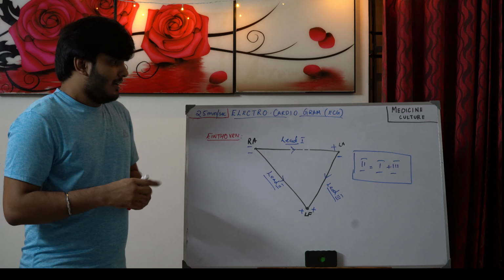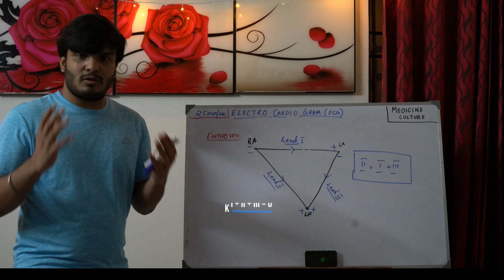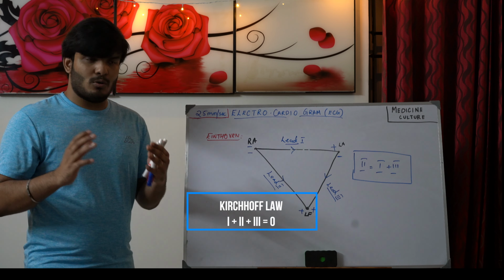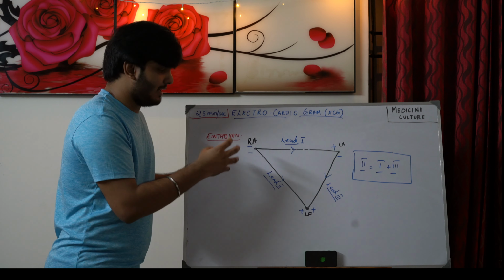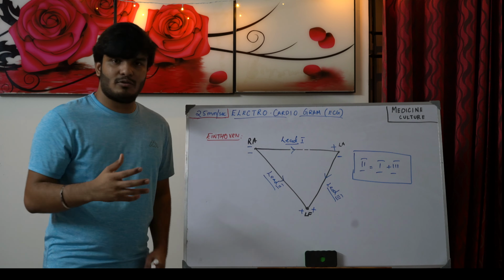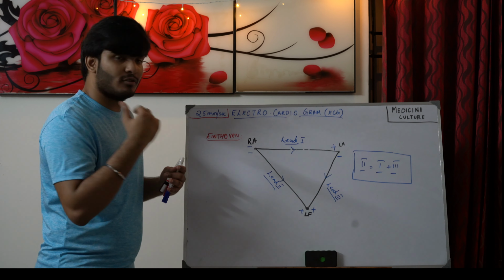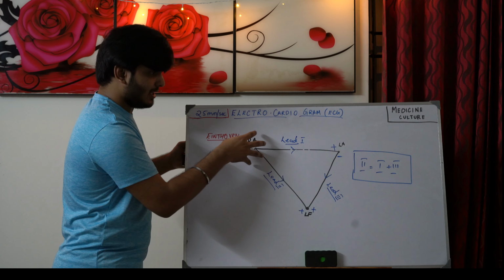He derived this equation based on Kirchhoff's law. Kirchhoff's law is nothing but lead 1 plus lead 2 plus lead 3 is equal to 0. Now we have lead 2. This is the second position of the bipolar lead as negative, so both the ends are negative. So lead 2 is taken as negative. Applying that in Kirchhoff's law, he derived this equation: lead 2 is equal to the sum of lead 1 and lead 3.